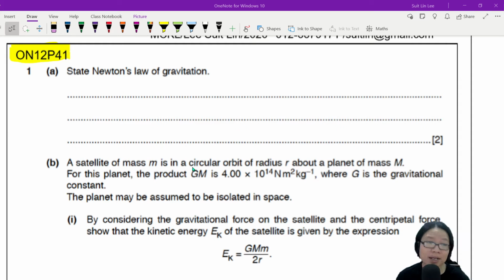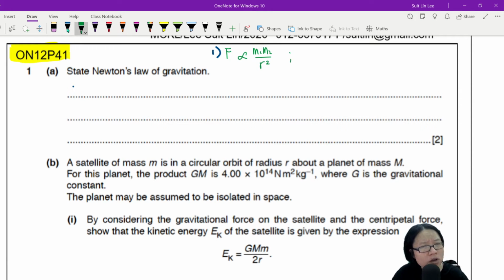Of course, in part A, they will warm you up first and ask you to state Newton's law of gravitation. Okay, we state the law, no problem here. Newton's law of gravitation carries two important points. The first point, you will talk about the proportionality equation. I think most students know this one, M1 M2 over R squared. But a lot of students will forget the second point.